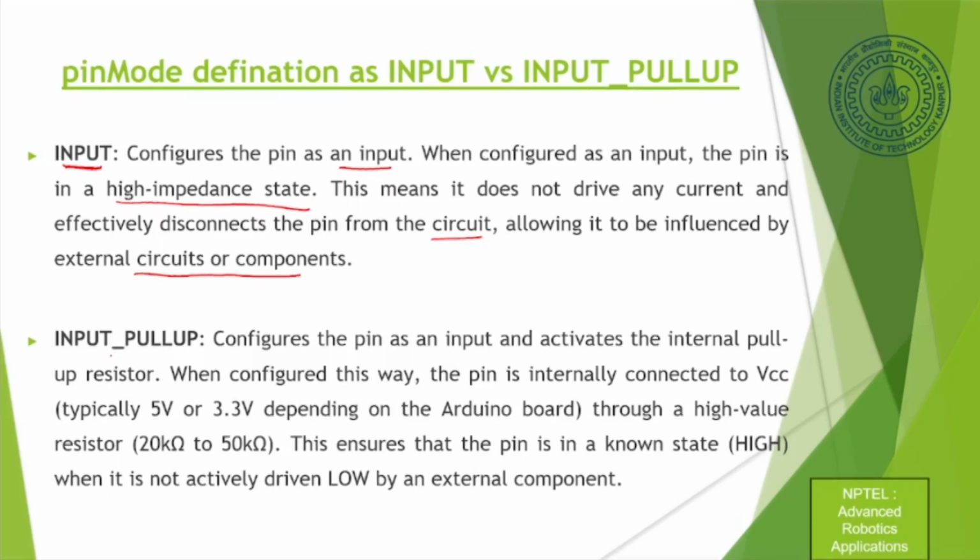Whereas input pull-up configures the pin as an input and activates the internal pull-up resistor. When configured this way, the pin is internally connected to 5 volts or 3 volts, depending on the board, through a high value resistor. This ensures that the pin is in a known high state when it is not actively driven low by an external component. For example, I talked about an interrupt. In this case, it will be maintained as high until it is driven low by an external component. In that case, it understands that there is a change in state.